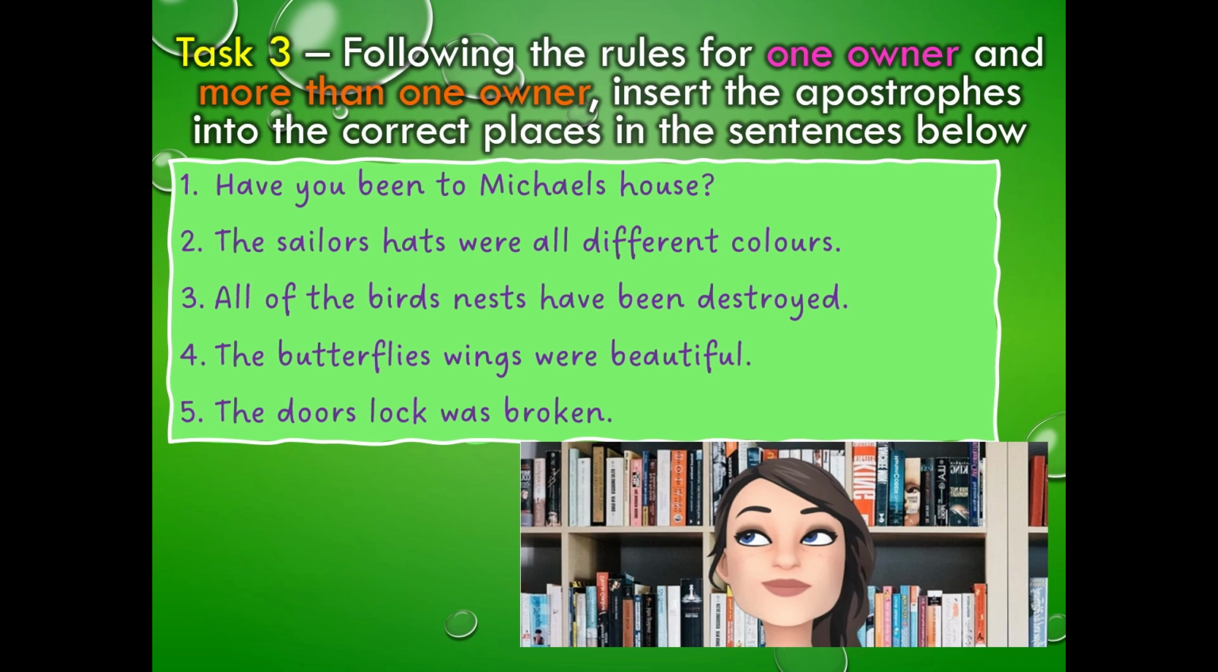Task 3. Once you're sure you're confident with the rule for one owner versus more than one owner, have a go at this task. Insert the apostrophes into the correct places in the sentences below. Pause this video so you can have a go before I reveal the answers.